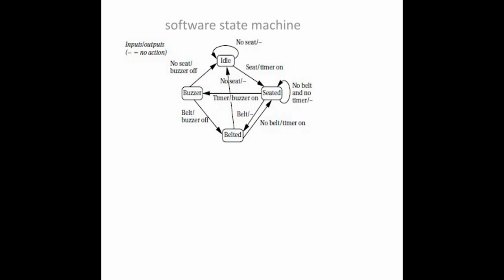So this is the state diagram for an automatic seat belt warning system. Here there is an idle state, seated state, belted state, and buzzer state. If the passenger is not wearing the seat belt, it automatically switches on the buzzer, or otherwise it automatically gives the permission to move the car.